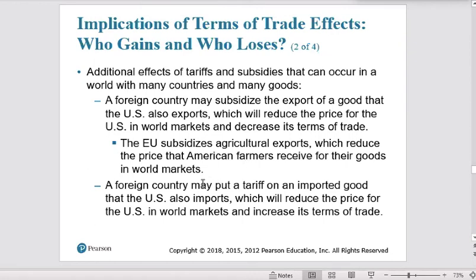A foreign country may put a tariff on imported goods that the US also imports, which will reduce the price for the US in the world market and increase the terms of trade.